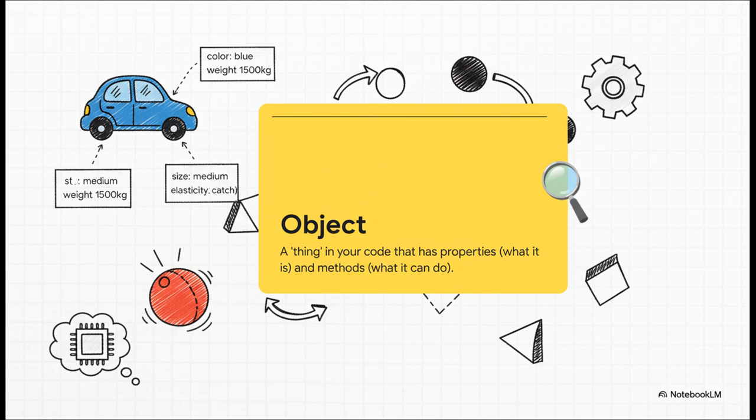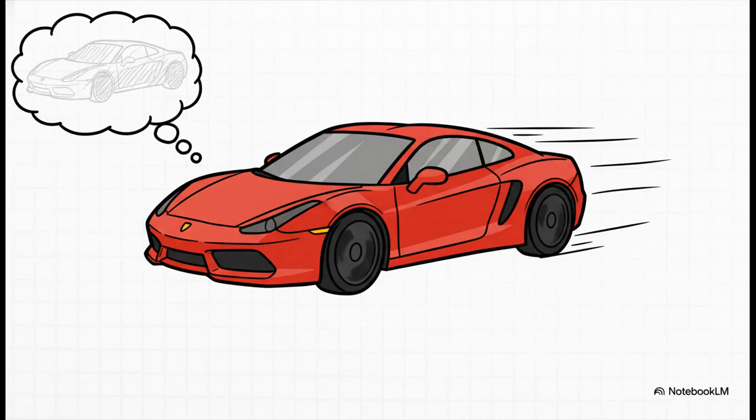So the most basic building block here is the object. At its heart, an object is simply a stand-in for a thing inside your code. It has properties, things like its color or weight, what it is, and it has methods, which are the actions it can perform, like starting up or shutting down. To make this crystal clear, let's use a simple analogy for this whole explainer: a car.